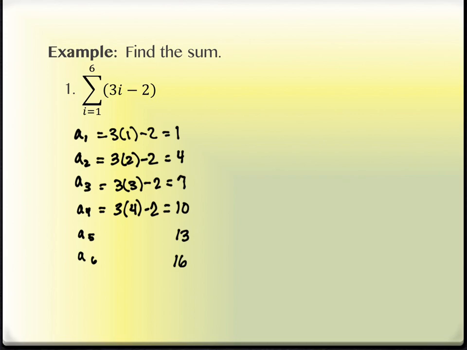Everybody good so far? What this says right here is that I'm supposed to take all of these and add them together. So whether you're doing it by hand, in your head, or with a calculator, I need to know what is 1 plus 4 plus 7 plus 10 plus 13 plus 16. What will we get if we add all of those together?